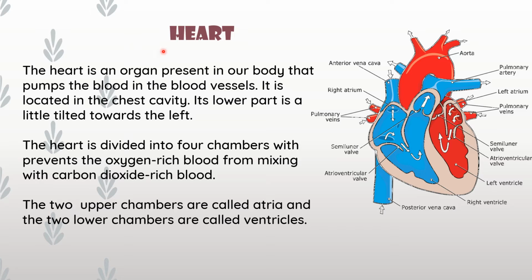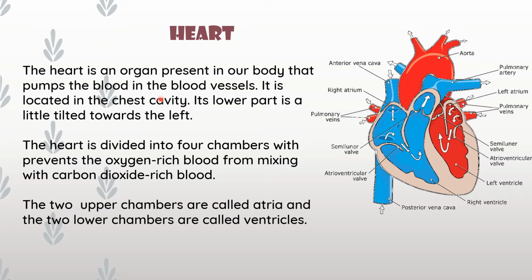The main parts of the human circulatory system are blood, blood vessels and heart. Now we'll see the function of the heart. The heart is an organ present in our body that pumps the blood into the blood vessels. So what is the function of the heart? The heart pumps the blood, and that blood reaches all of our body through the blood vessels. It is located in the chest cavity.